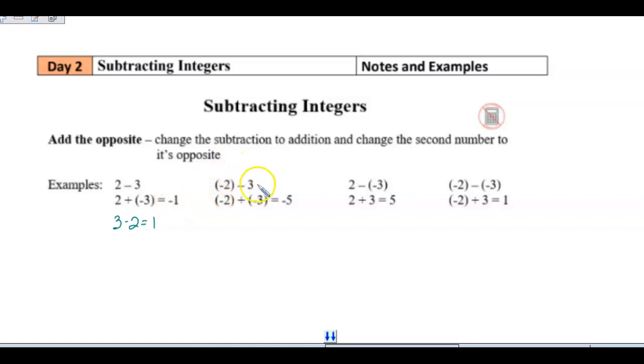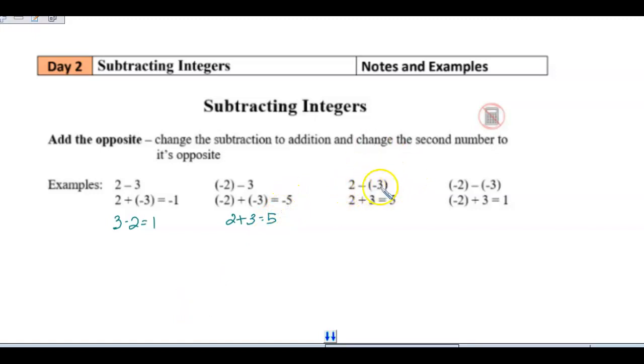If I have negative 2 minus 3, again that's subtraction, so we're going to change it to add the opposite. We're going to have negative 2 stay the same. We're changing subtraction to addition, and then we're changing positive 3 to its opposite. When I look at this addition problem, negative 2 plus negative 3, I see I have 2 negatives. So the rule for same signs is to add, and then the sign follows along. So 2 plus 3 is 5. They're both negative, so that means it's a negative 5.